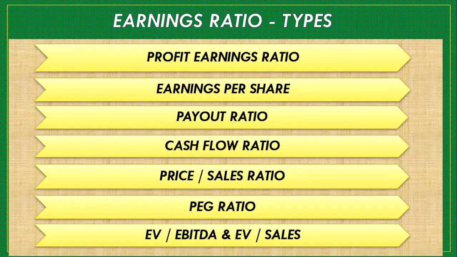The types of earnings ratios: price earnings ratio, earnings per share, payout ratio, cash flow ratio, price to sales ratio, PEG ratio, EV to EBITDA, and EV to sales. The first two ratios we have already discussed in our previous video, and now we will proceed to the balance of the earnings ratios.